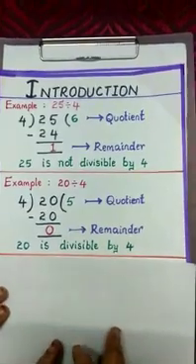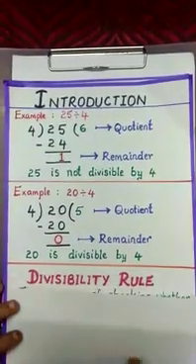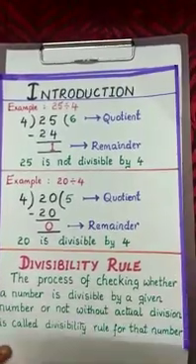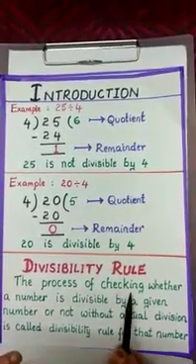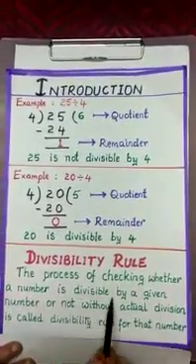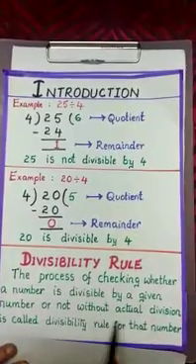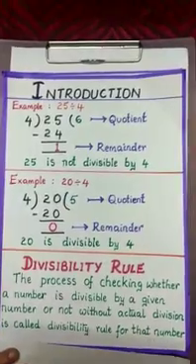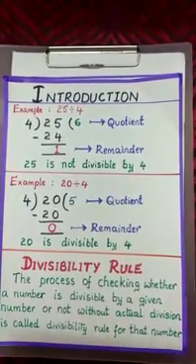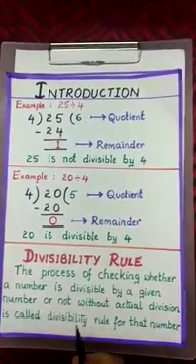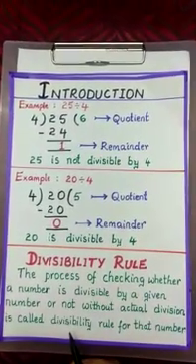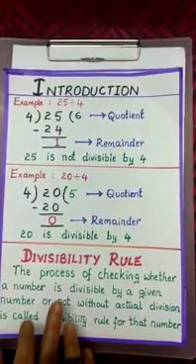There are some techniques. These techniques are divisibility rules. What is a divisibility rule? The process of checking whether a number is divisible by a given number or not without actual division is called the divisibility rule for that number. Now we are going to learn these rules. These rules are very interesting and very easy to remember.